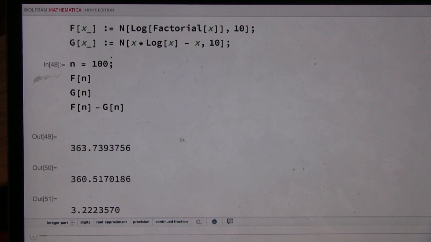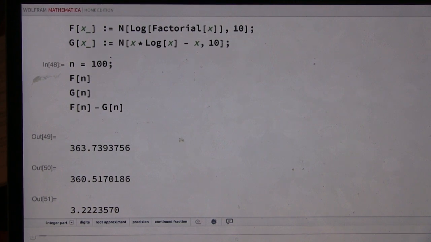So this is a better approximation. Why do you say that? The error is larger, but we have much larger numbers. Like we have log of 100 factorial, which is 363. Our approximation says it's 360. So it's an error of 3, but the terms are in the 300s, so it's a better error percent, I guess.